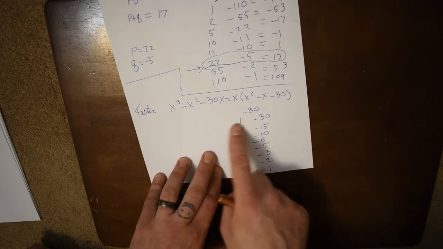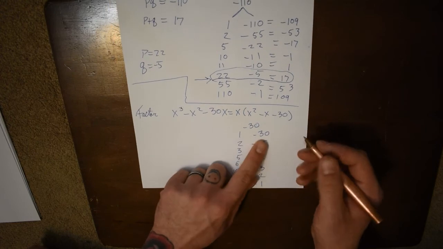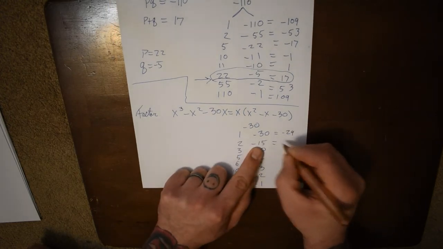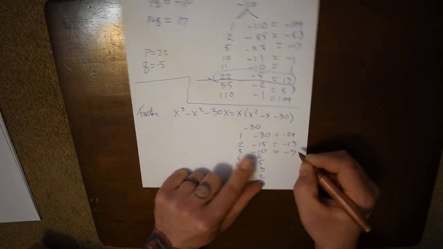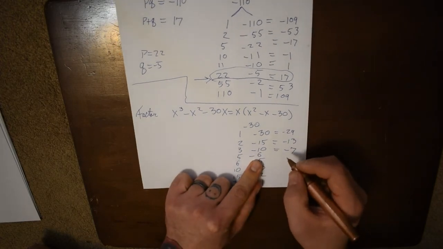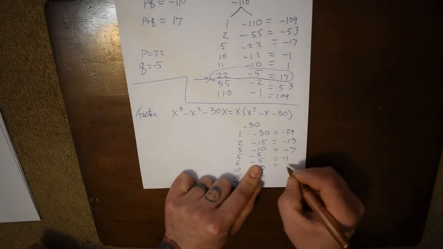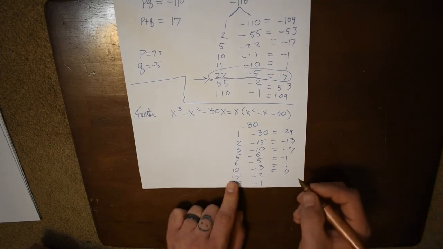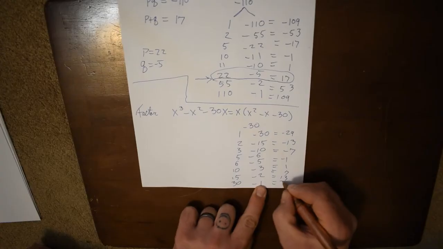And we go through and we do these small problems in the rows. 1 take away 30 is negative 29. 2 take away 15 is negative 13. 3 take away 10 is negative 7. 5 take away 6 is negative 1. 6 take away 5 is 1. 10 take away 3 is 7. 15 take away 2 is 13. And 30 take away 1 is 29.